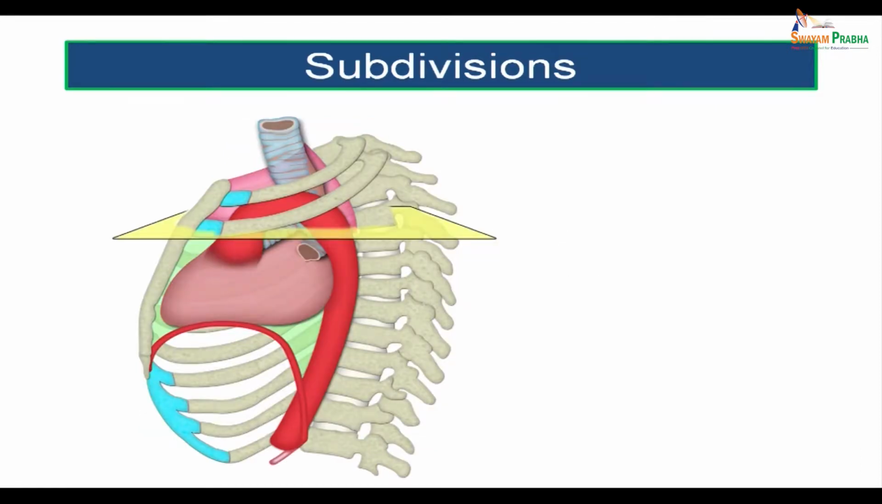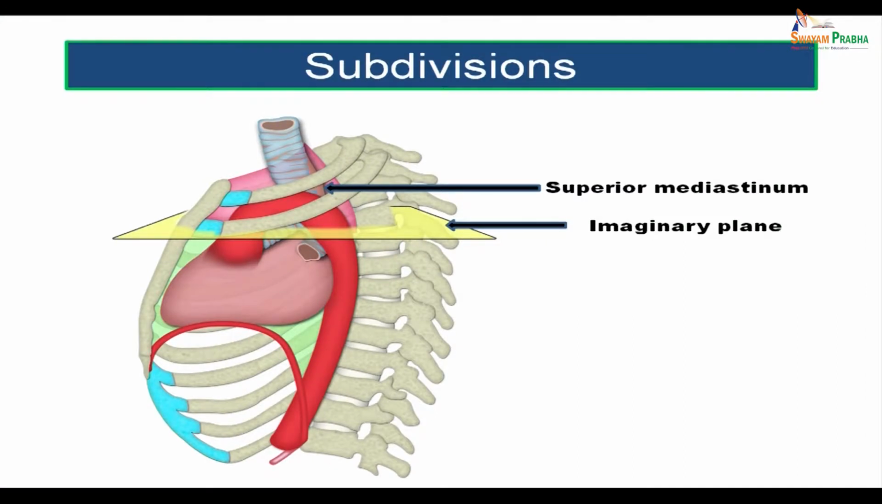Now let us look at the subdivisions of mediastinum. An imaginary plane which passes through anteriorly at the sternal angle and posteriorly at the lower border of the fourth thoracic vertebra will divide the mediastinum into a superior mediastinum and an inferior mediastinum. So, this is an imaginary plane dividing the mediastinum into superior and inferior mediastinum for descriptive purposes.